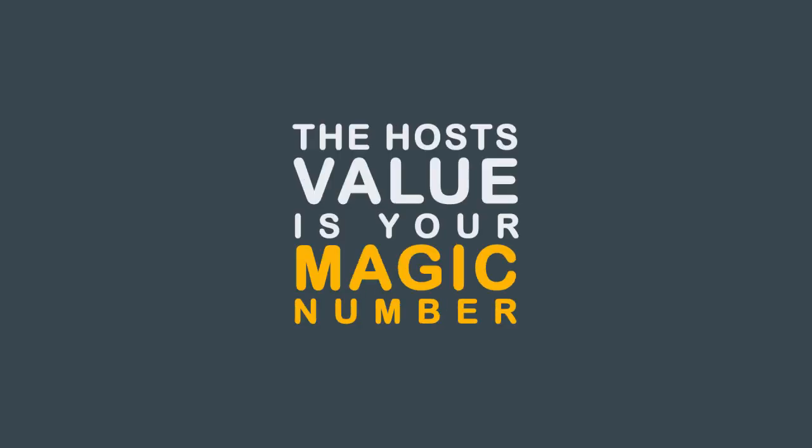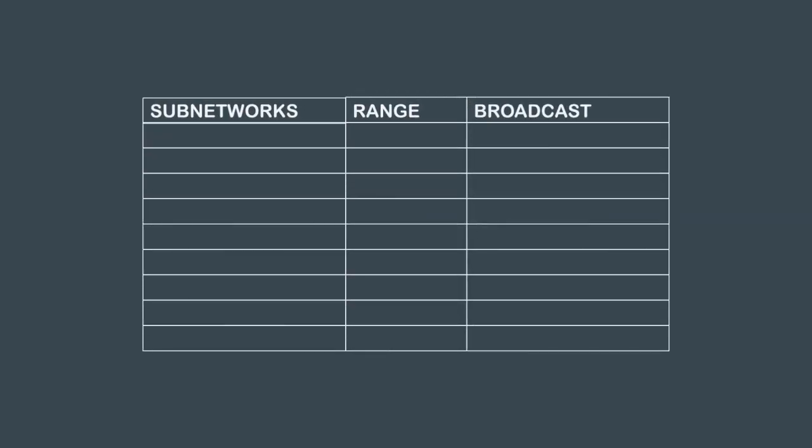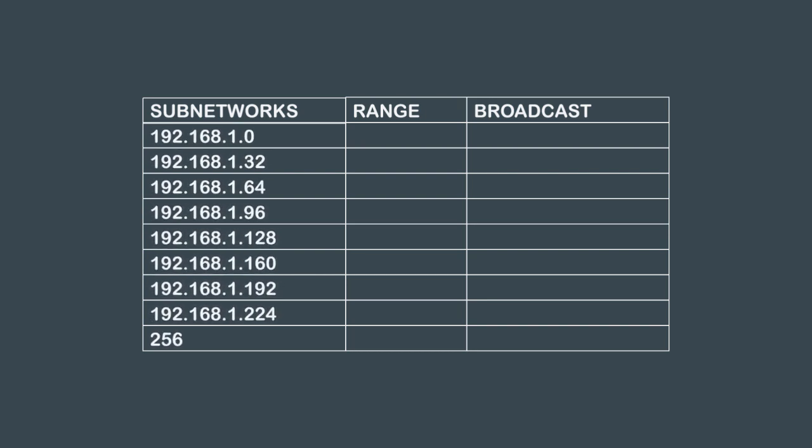The host value is your magic number. The magic number can also be determined by subtracting the mask from 256: 256 minus 224 and you get 32. Breaking this out using the magic number of 32, start with 0 and increment by the magic number in the fourth octet until you get all 8 networks.